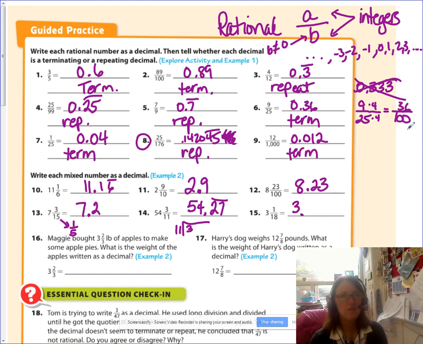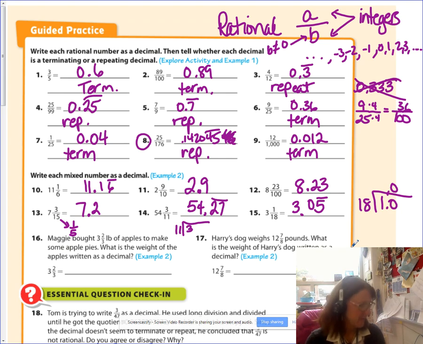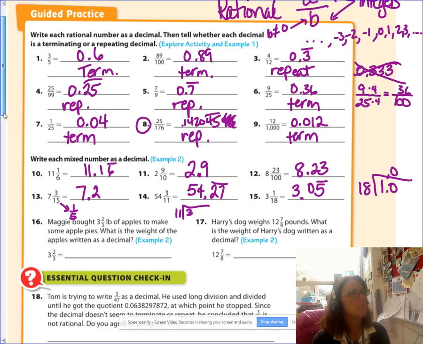Last but not least, when you do 3 and 1/18th, you have to come over here and take 1 divided by 18. And you'll notice in that first spot, you're going to get a 0. And here's what happens with that decimal. You start using 5s, and then you see what happens. You get 0, 5, 5, 5, 5, and then that repeats. Okay? Goes to that. All right, now we get into some of these word problems.